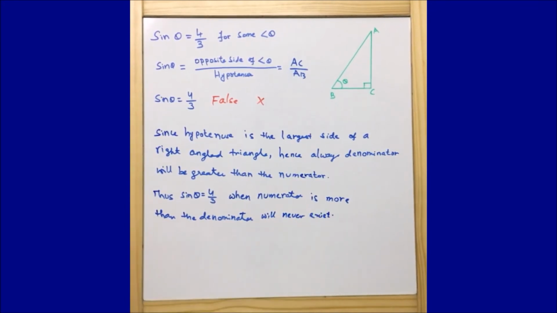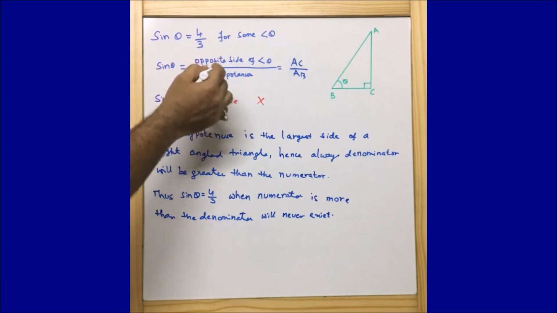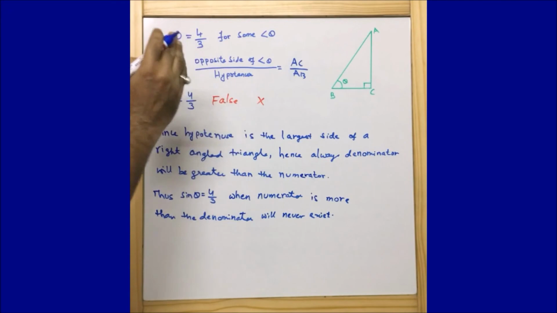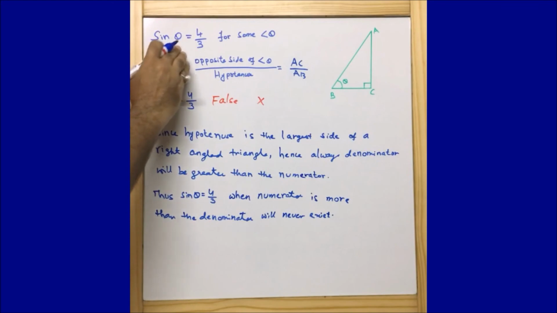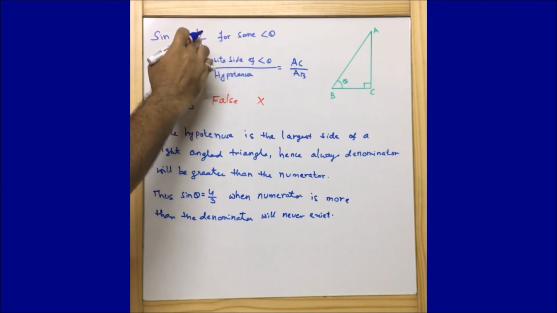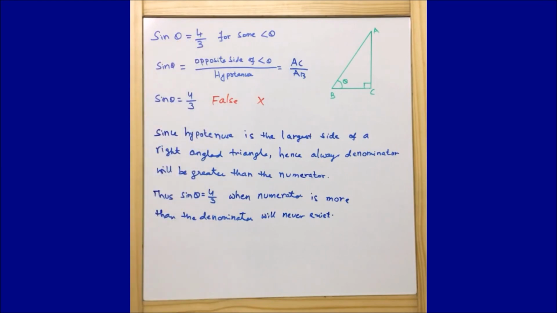Hope guys you understood this. This is very simple and very straightforward. We always know that sin theta is the opposite side of angle theta upon hypotenuse, and in a right angle triangle the hypotenuse is always more than the other two sides. So definitely the hypotenuse is in the denominator, and we should always see the denominator value is more than the numerator value. Therefore, they have given sin theta is equal to 4 by 3. That means they have given the numerator more and the denominator less, which is impossible.